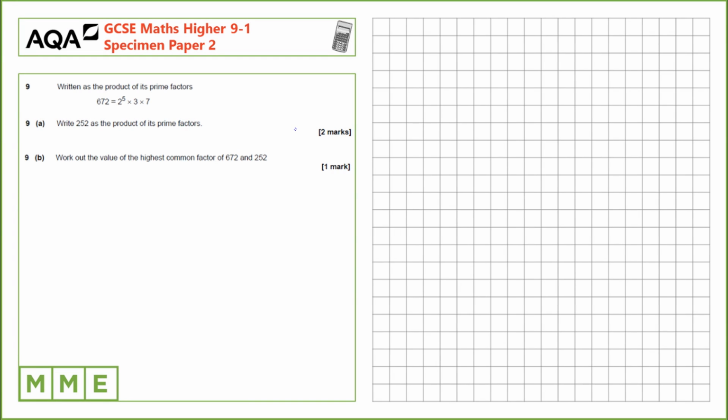Question 9. Write 252 as the product of its prime factors for 2 marks. I'm going to do that using a factor tree. So 252 we know is divisible by 4 and 63 using a calculator, and we can divide 4 into 2 and 2. These are both prime, so we're going to circle them. We don't need to look any further for further factors of these numbers.